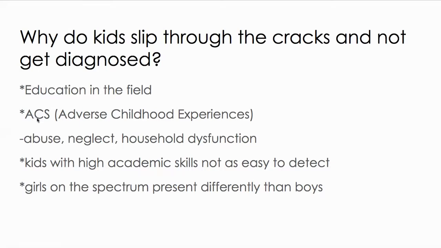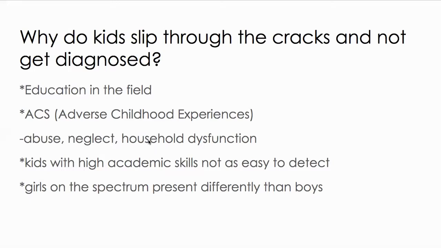One piece I want to point out is ACEs, which are adverse childhood experiences. There is some research out there that's kind of emerging that shows that when children do have ACEs, which are considered abuse, neglect, and household dysfunction, that there can be a delay in getting kids the services and even the identification they need.